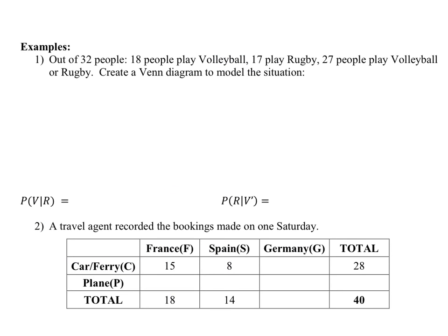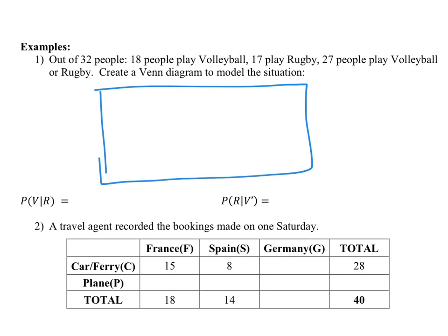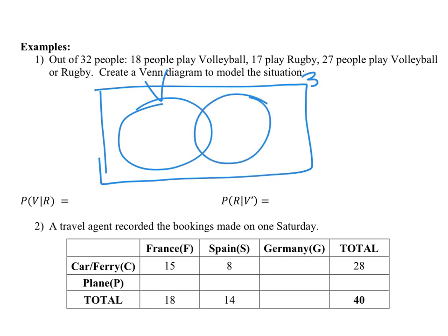So if we do a problem like this, we'll do these many different ways. But initially, I'm going to do it with a Venn diagram and a table of values. So we have this situation here. Out of 32 people, 18 people play volleyball, and so we know this little thing is going to be 18. And 17 people play rugby.